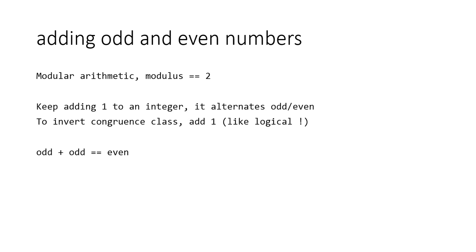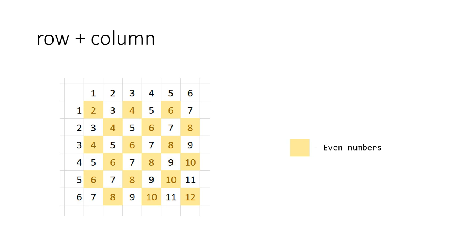And of course, if you add 2 odd numbers, you get an even number. If you add an even number and an even number, you get an even number. It's only if you add an odd and an even that you get an odd value. That means that adding together row and column numbers, for example, gives you this kind of checkerboard pattern of odd and even numbers, which is useful if you want to do something like this.